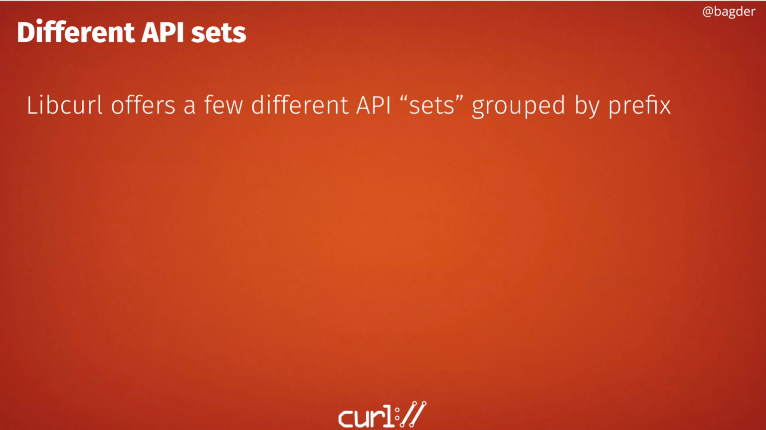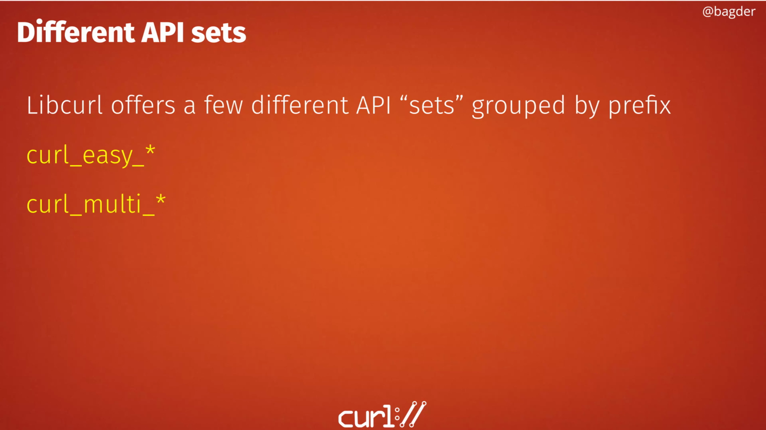The API in libcurl has a few groups, basically, and we group them by prefix in the name of the function. So we have the easy functions, the easy family, the curl easy interface, we often call it. They're prefixed by curl_easy, like this.